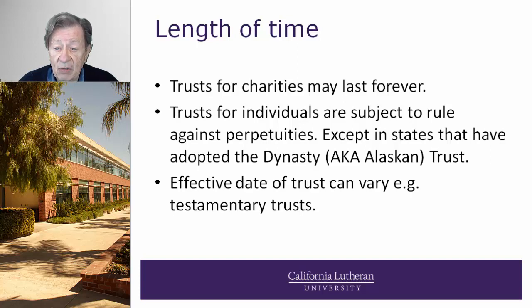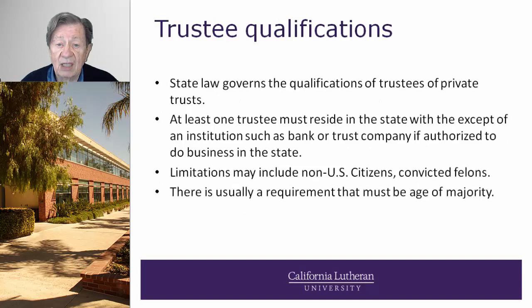And the effective date for trust can vary. For example, testamentary trusts don't take effect till after the court says it takes effect. Others can take place immediately, depending again on the terms of the trust.